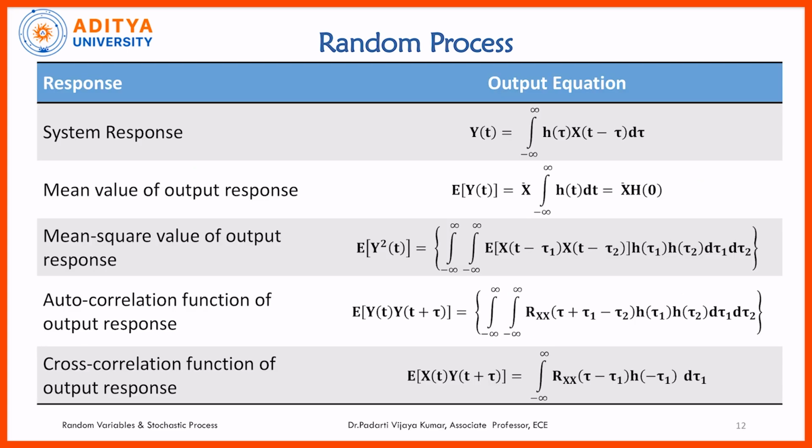The temporal characteristics of an LTI system are system response, mean value of the output response, mean square value, autocorrelation function, and cross correlation function. These are the temporal characteristics of an LTI system. We have seen few problems on how to compute the transfer function, how to compute the mean value, and also we have seen derivations up to mean square value. In a similar manner, if you compute the autocorrelation function and cross correlation function, the mathematical equations will be something like this.